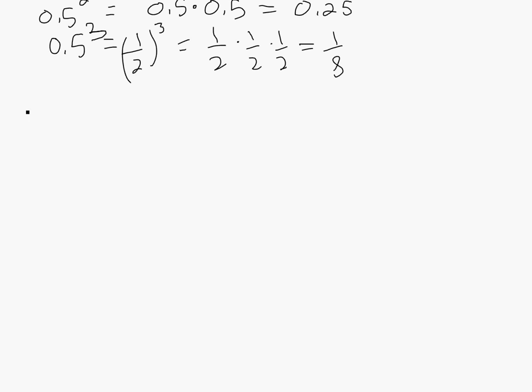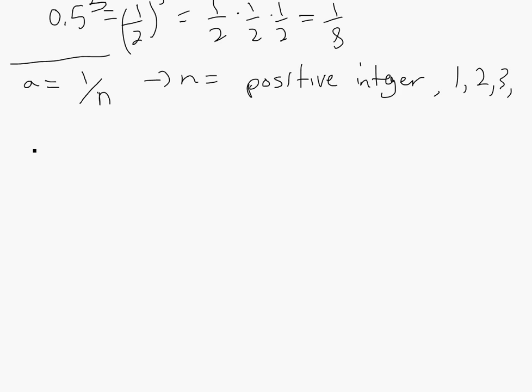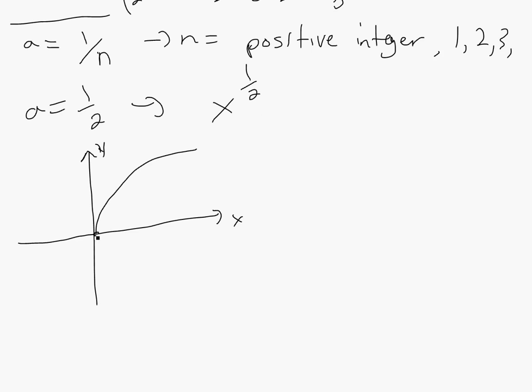Now we'll look at the case where a equals 1 over n, where n is a positive integer, like 1, 2, 3, etc. So if we were to graph a equals 1/2, this would be x to the 1/2, and if you were to graph this one, where this is x and this is y, it's going to be like a parabola like that, and it's only defined for here.